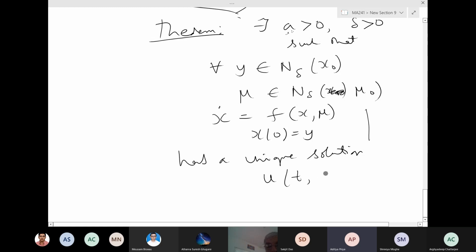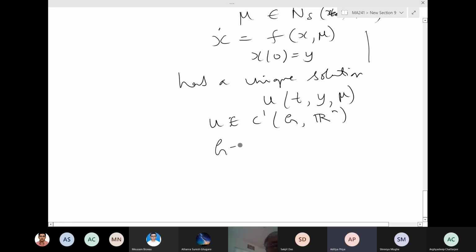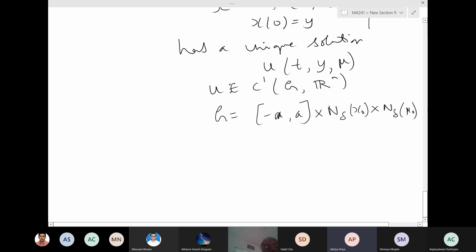There's a unique solution u of t, y, mu, and this u is going to be a C1 function on G in Rn. G now is minus a to a cross the delta neighborhood of x naught cross the delta neighborhood of mu naught. So the point is that for all these values of initial values and for all parameter values, the same interval will work. The solution is defined on the same interval. It doesn't shrink.